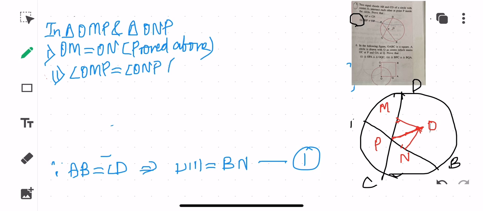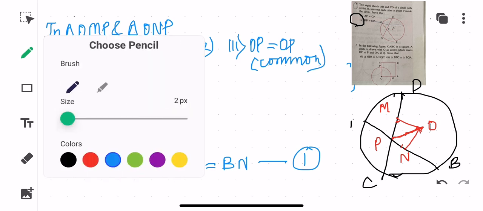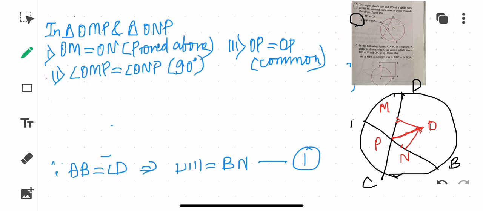Okay, and this is 90 degrees because perpendicular, because we have already drawn them as perpendicular. And the third will be what? OP is equal to OP, that is common. Okay, so what is the name of the congruency, children? If you see, we have one right angle, we have one hypotenuse, and we have one side. So therefore triangle OMP is congruent to triangle ONP by RHS test of congruency.